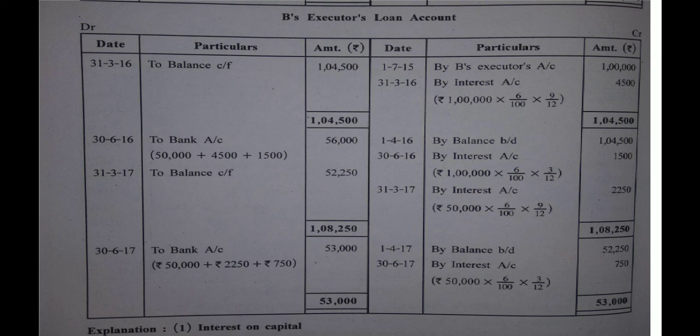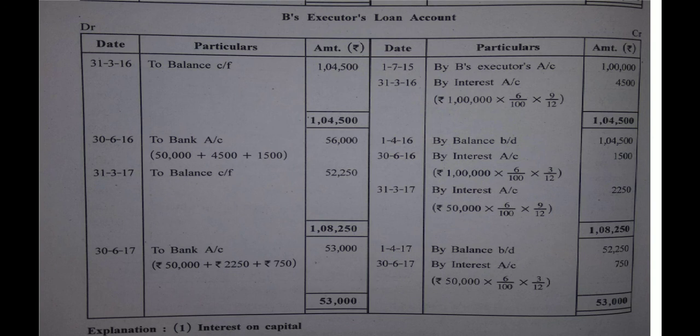1/7/16. I'm sorry, it's not 17. It is 16. So the date of payment of the second installment begins from 1/7/16. So 1/7/16 से 31st 3/17 कितने महीने हो गए?